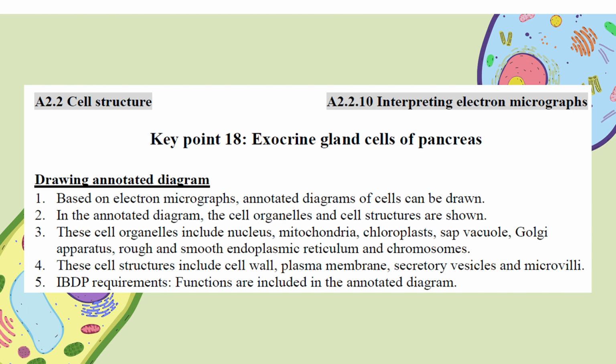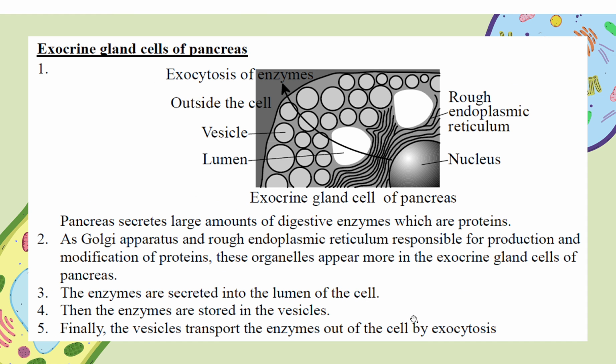For example, exocrine gland cells of the pancreas is a famous one, always appearing in IBDP. Be careful, it is drawing an annotated diagram. Remember, when you draw it, there's a requirement: you need to write down the function beside it, okay? For example, the thing is like that. Wow, very big one. But this one is famous, you need to remember it. This one is a pancreas.